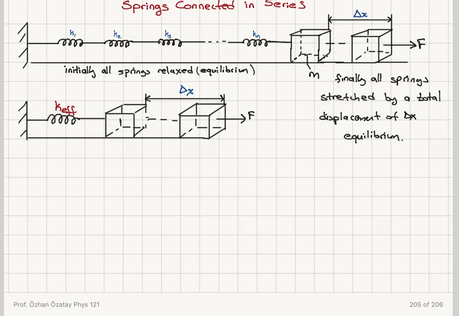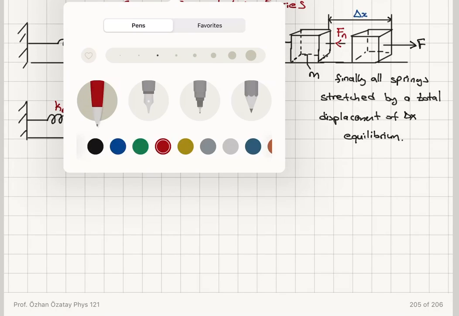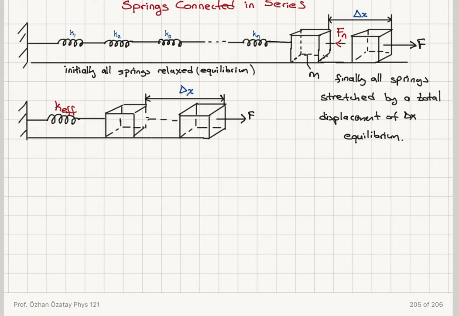And I would like to replace this scenario with only one spring with an effective spring constant, and the total displacement from equilibrium in the effective spring will be the amount delta x. Okay, so I look at the forces acting on this block. So I see F, and then I'm going to get the restoring force here on the end spring. So that's going to be F sub n.